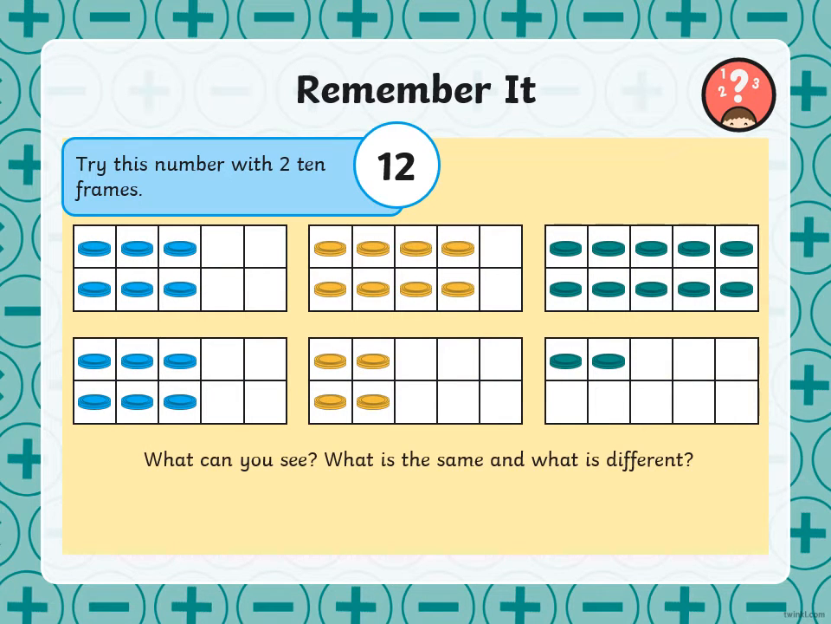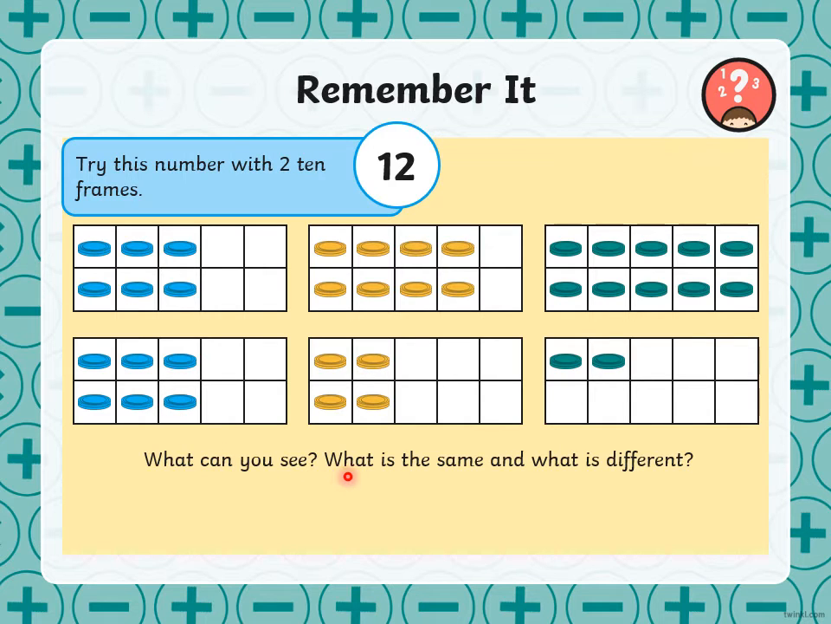All right, so we've got 3 different ways that we've made 12 here. So the first one, we've got 2 groups of 6. So 6 and 6 make 12. We've got columns. We've got 4 in this column, 4 in this column, and 4 in this column. And so we've got 3 columns. So 3 fours. There's lots of different ways we can look at it. It's all different ways that we can make it.